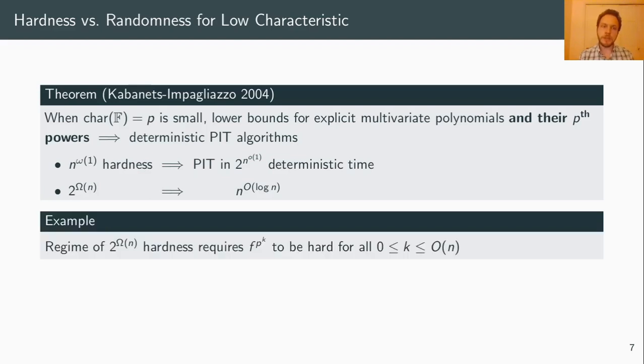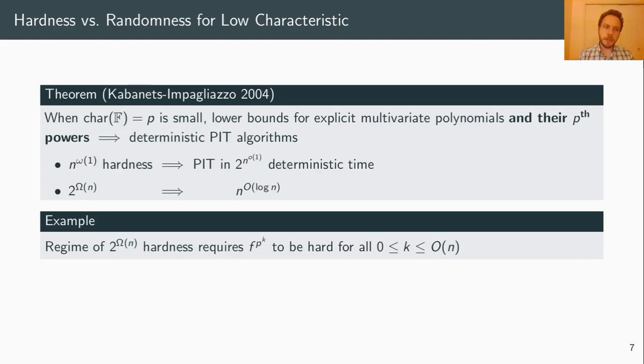So, in the regime of exponential hardness, this lower bounds assumption requires not just some polynomial f to be hard, but it in fact requires the p to the kth powers of f to be hard for k between 0 and some constant times n. So this is perhaps a somewhat strange lower bounds assumption where we ask for, in some sense, many correlated families of polynomials to all be sufficiently hard to compute.